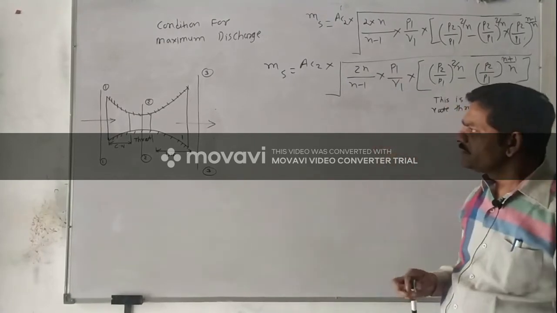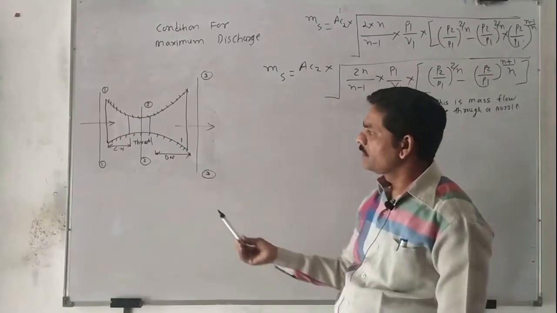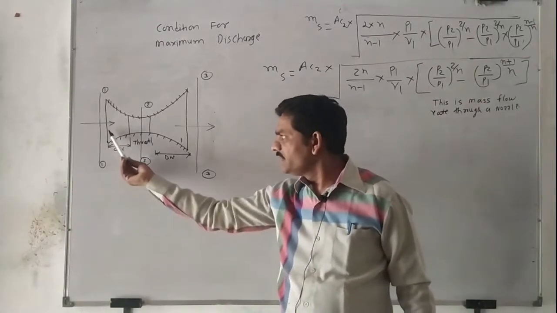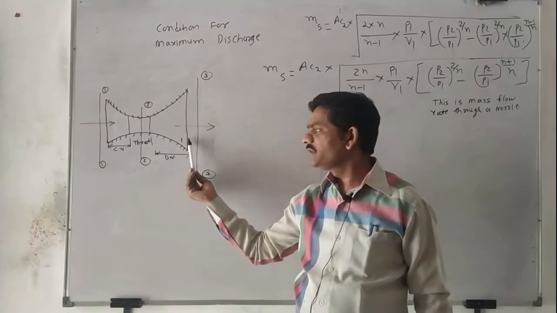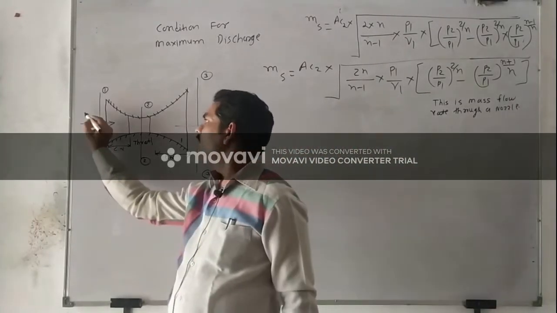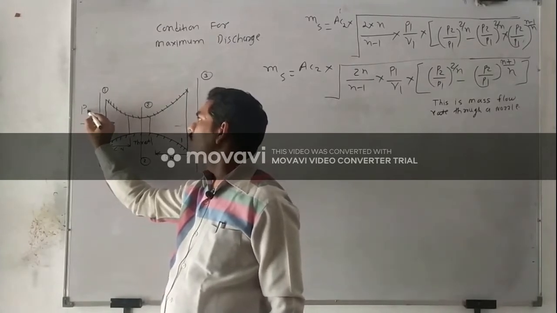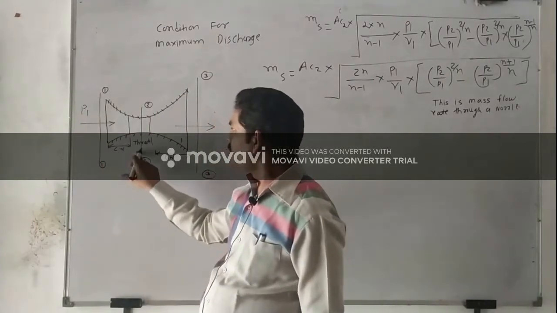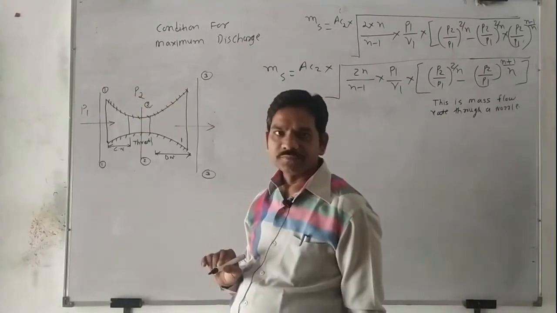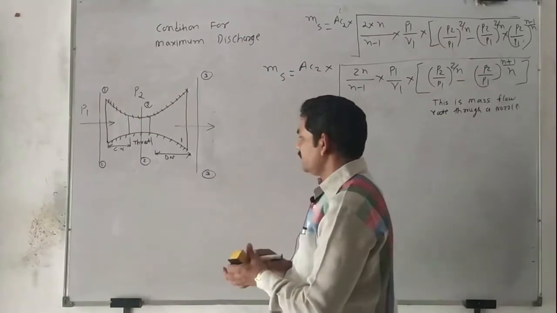Okay, so see here, we know this is the convergent-divergent nozzle. This is the inlet section, this is the throat section, and this is the divergent section. Let the pressure at the inlet be P1, and the pressure at the throat section be P2. Yes or no? Yes.